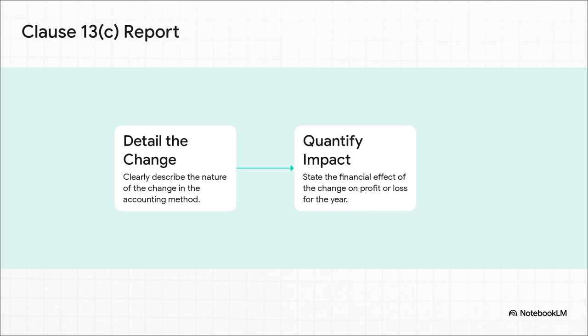But the second step is the really critical one. You have to quantify the impact. Did this change make your profit go up or down, and by exactly how much? No wiggle room here. Transparency is key.